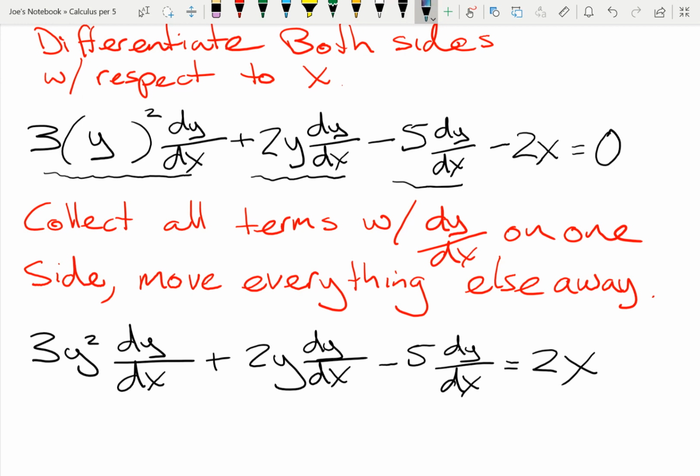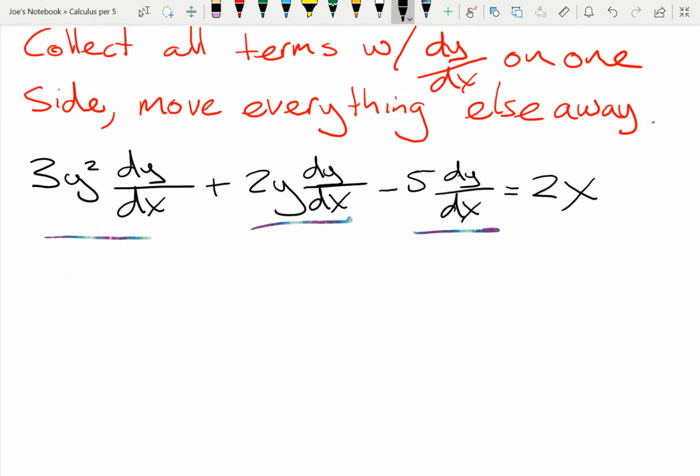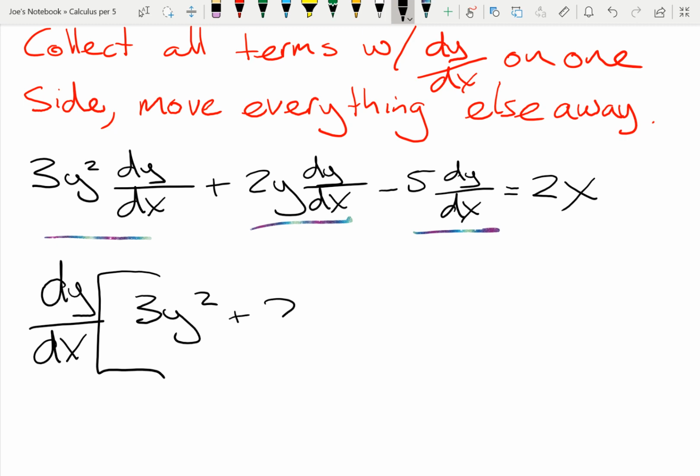So let's look at every term. This term is a product. It's got three factors, but if we call one of the factors the constant, 3y squared and dy/dx, every single term has a factor of dy/dx in it. So let's remove that greatest common factor. Let's pull dy/dx out of every term. That leaves me a 3y squared in my first term, a 2y in my second term, and a negative 5 in my third term.